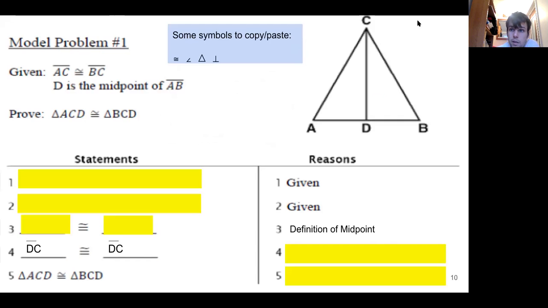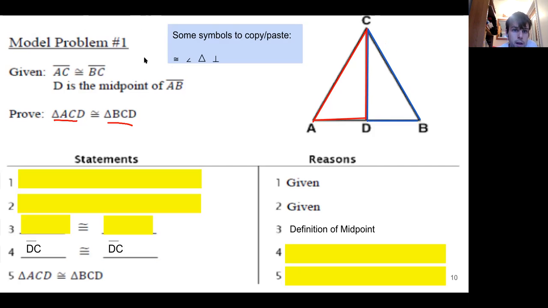All right, let's take a look at this problem. We have triangles here and here. We're trying to prove triangle ACD and BCD. So ACD is this one. I'll go ahead and outline that real quick. ACD. That one, and then the other triangle, BCD.